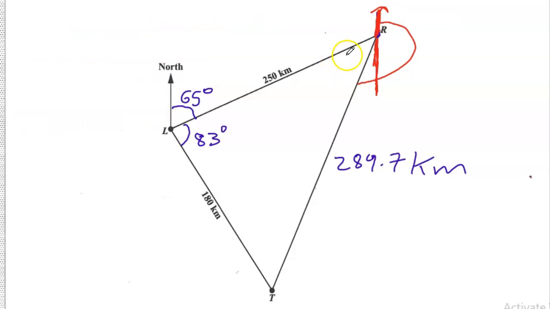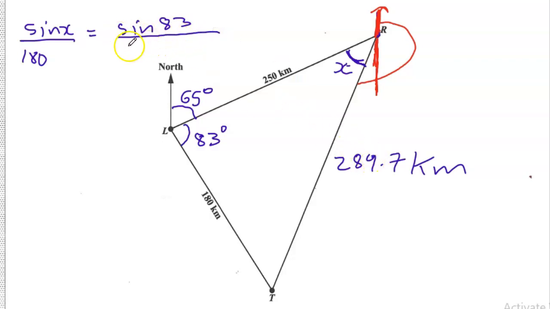I can use the sine ratio to get this angle. Let me call this angle X. So I can use the sine ratio to get this angle. Sine X over the opposite side, which is 180, is equal to sine 83 over its opposite side, which will be 289.7. And I can multiply both sides now by 180.